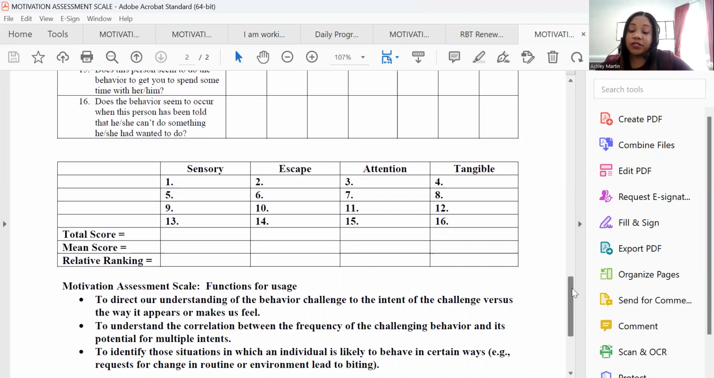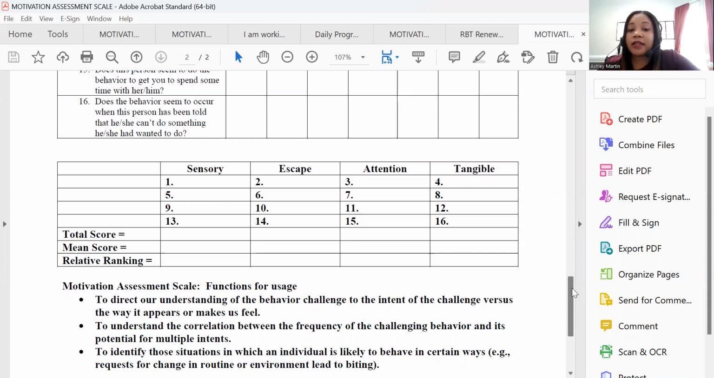So there's 4 functions. There's tangible, attention, escape, and sensory. Sensory tends to be the self-stimulating, neurological, internal senses that the person is engaging in certain behaviors that has nothing to do with any setting or any other individual. A lot of times you'll see stimming, you may see rocking back and forth, or other behaviors a person just engaging in on their own.